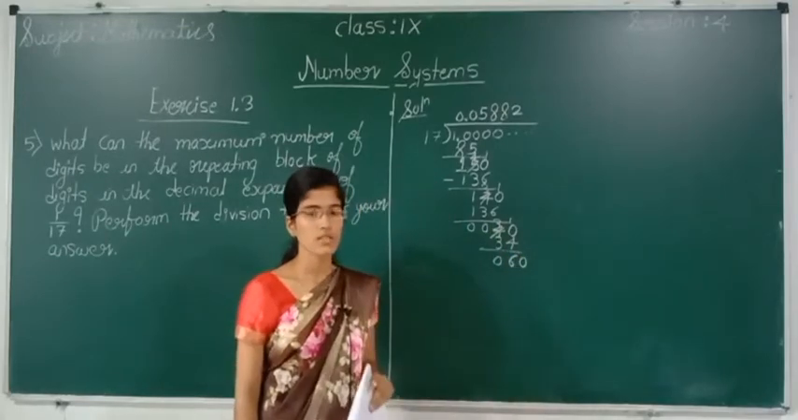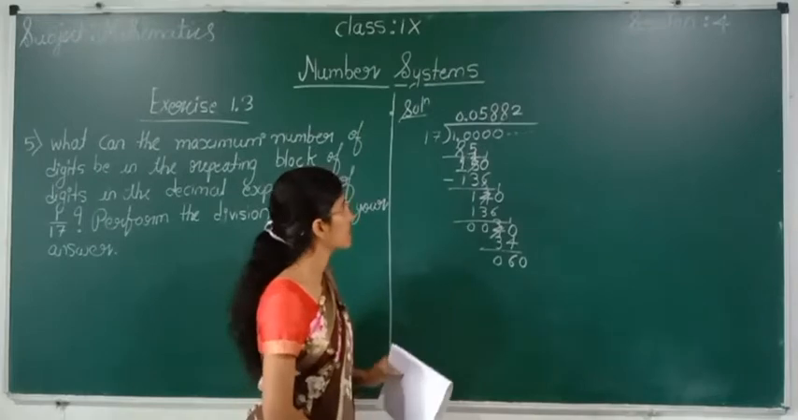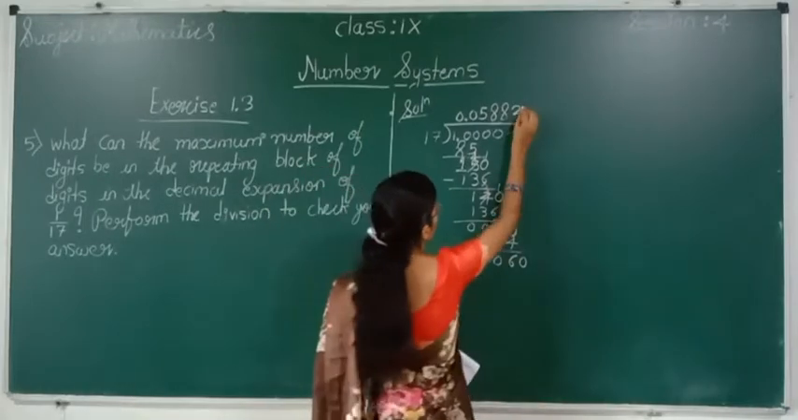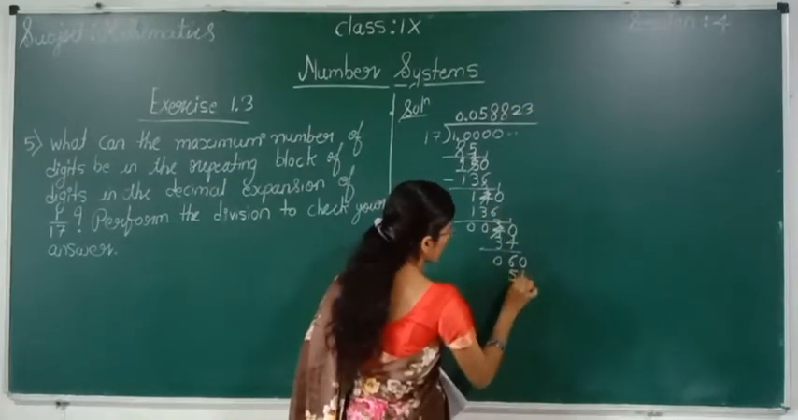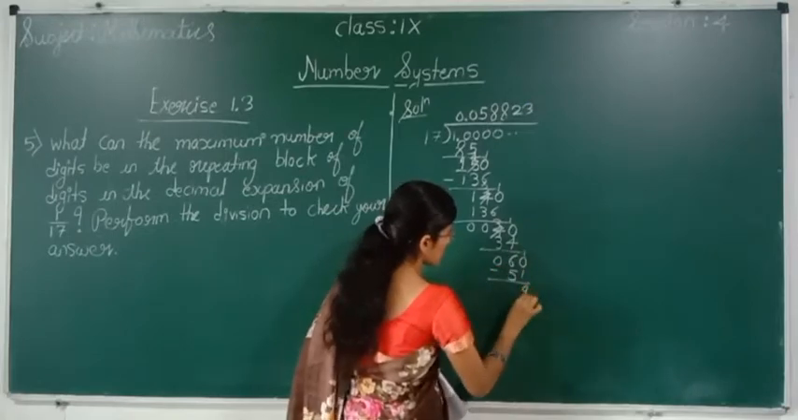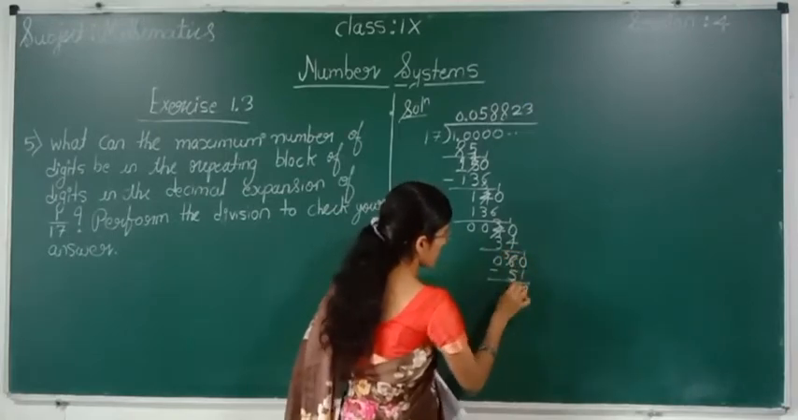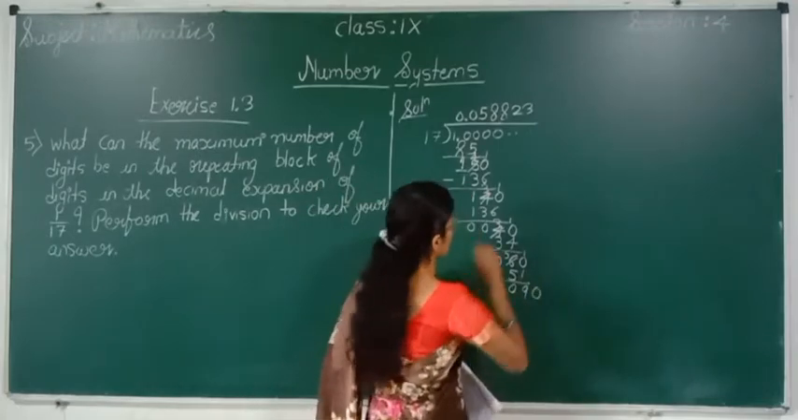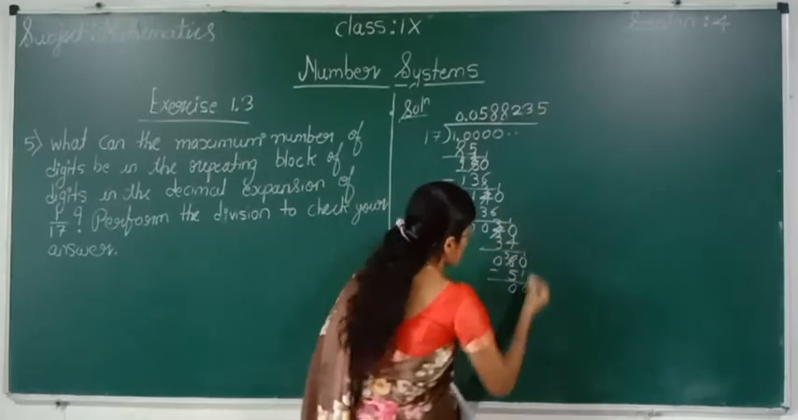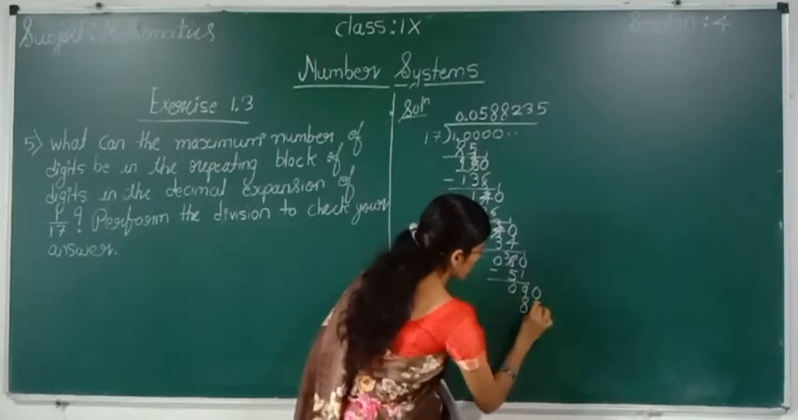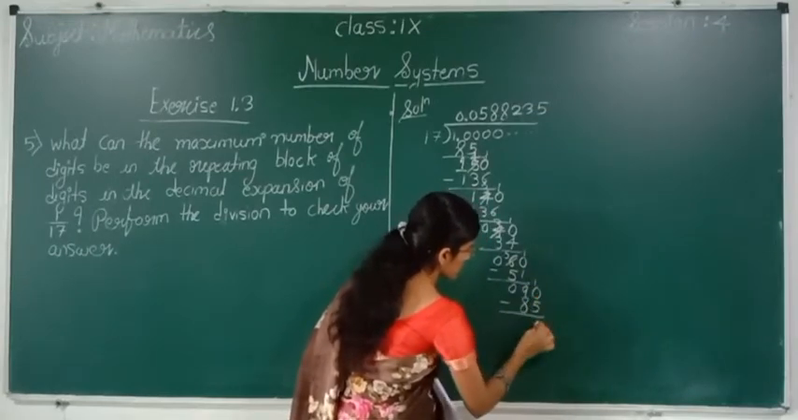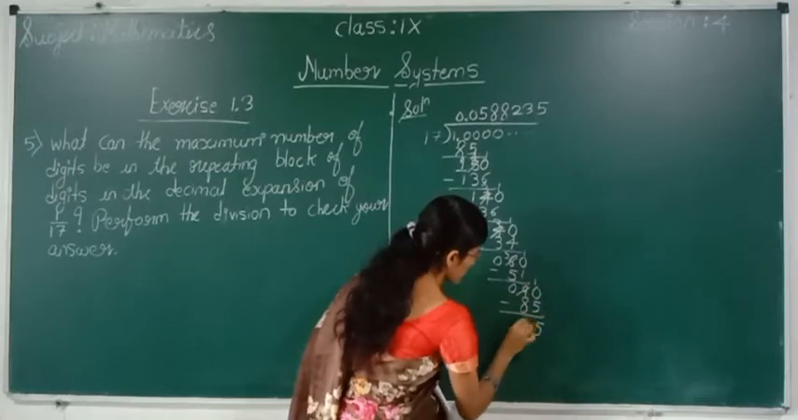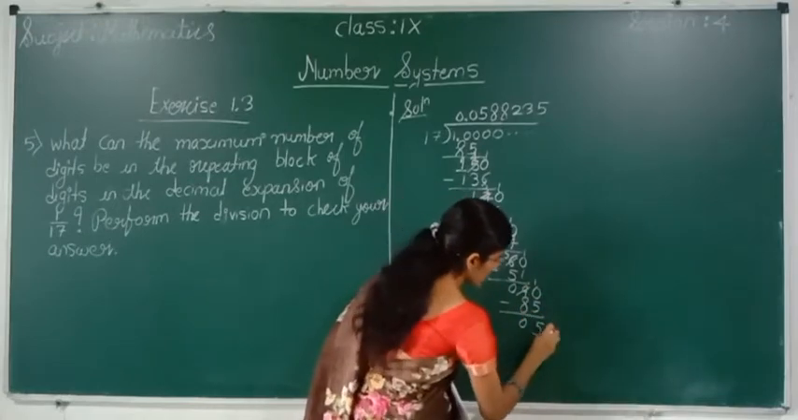17 4s are 68. Now we will go for 17 3s are 51. 10 minus 1 is 9, and 5 minus 5 is 0. Now it will become 90. 17 5s will become 85. 10 minus 5 is 5. Here it will become 0. Now it will become 50.